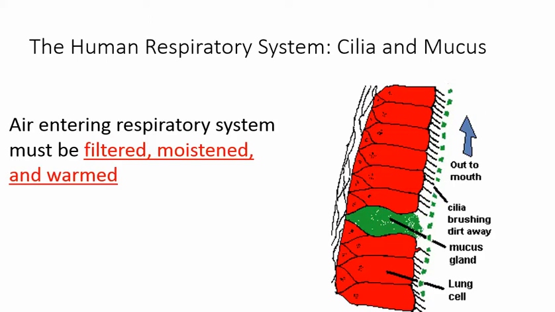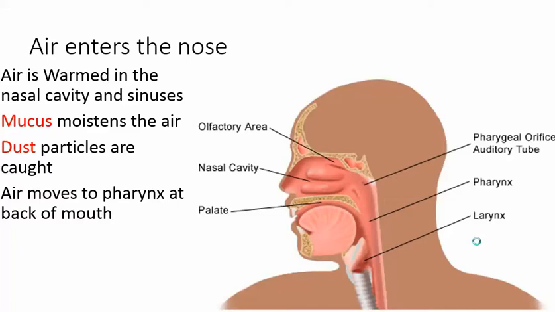The green structure here is a mucus gland, and this mucus gland is used to help moisten the air that you're breathing in. So as air enters the respiratory system, it needs to be filtered, moistened, and warmed. That's why sometimes if you run in cold weather, your chest might hurt, because the air is not warm enough when it hits your chest. So air is warmed in the nasal cavity and the sinuses, and mucus will moisten that air. Dust particles are caught, as I said, and then the air will move into the pharynx.